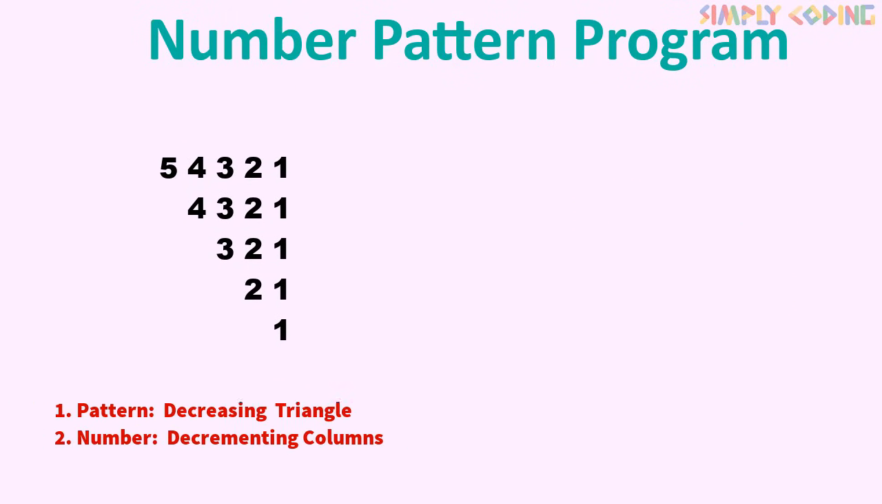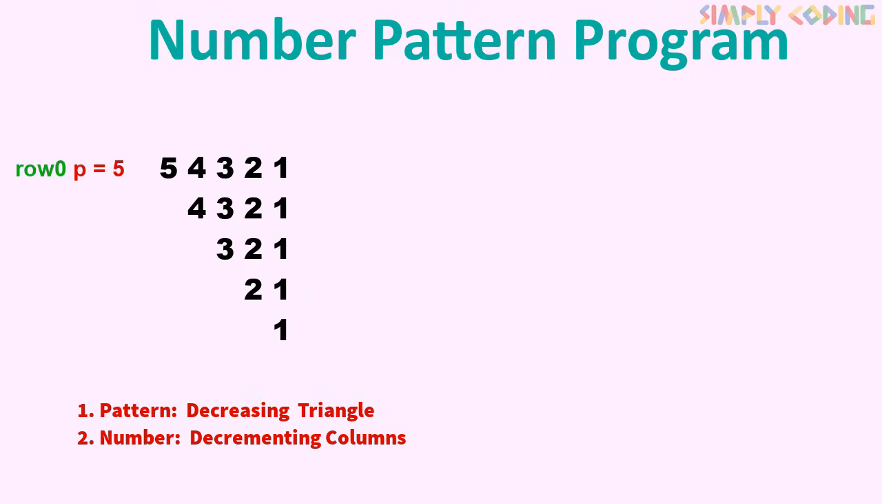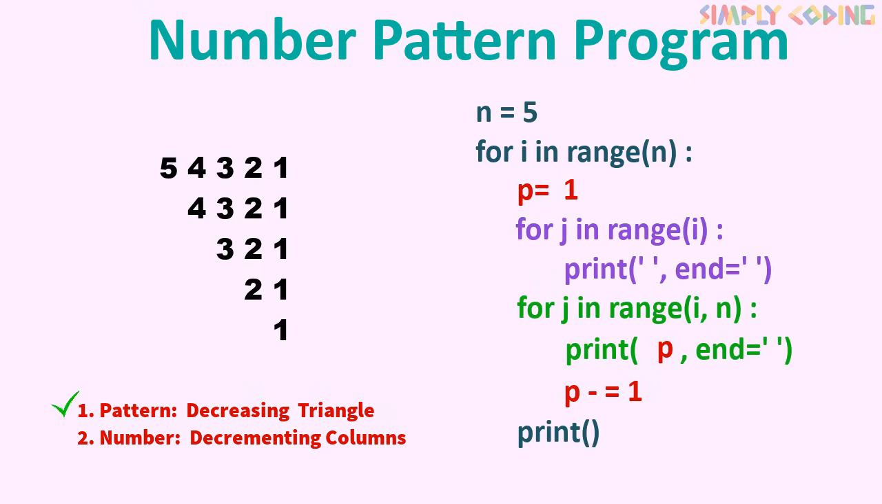But how to handle it when the start value is different? It means every time you need to initialize p with a different value. It should be 5 in the first row, 4 in the second row, then 3, then 2 and then 1. Let's start with the code we just wrote for the decrementing row pattern. The print statement will still remain the same and there will be a decrement of p after the print statement. But how do I give it varying values to start with? If you look closely, the value is n first, then n minus 1, then n minus 2, then n minus 3 and so on.